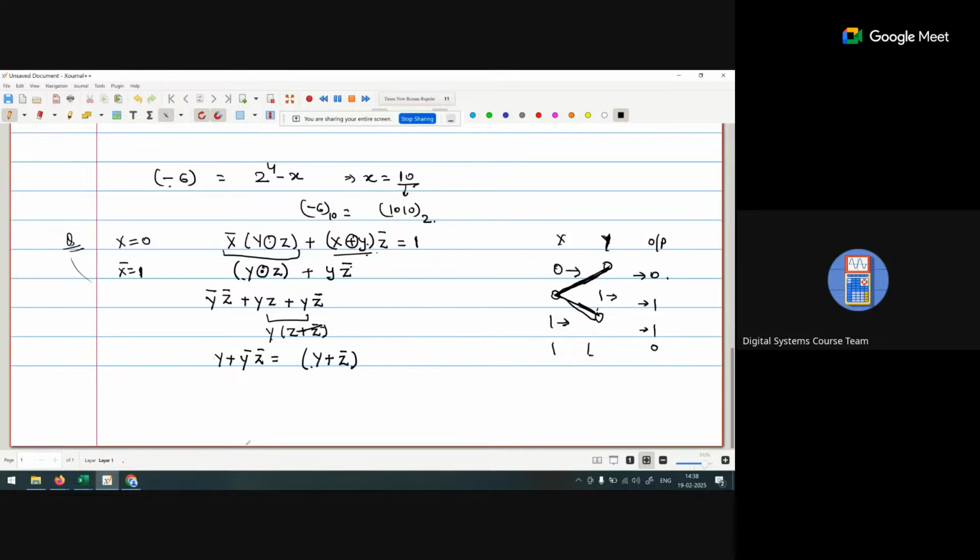So that means when Y is 1, or Z becomes 0, in both situations the output is 1. One point is this one. If I go from here, either Y dot Z becomes 1 or Y Z bar becomes 1, then the output is 1. This condition is true when Y is equal to Z.